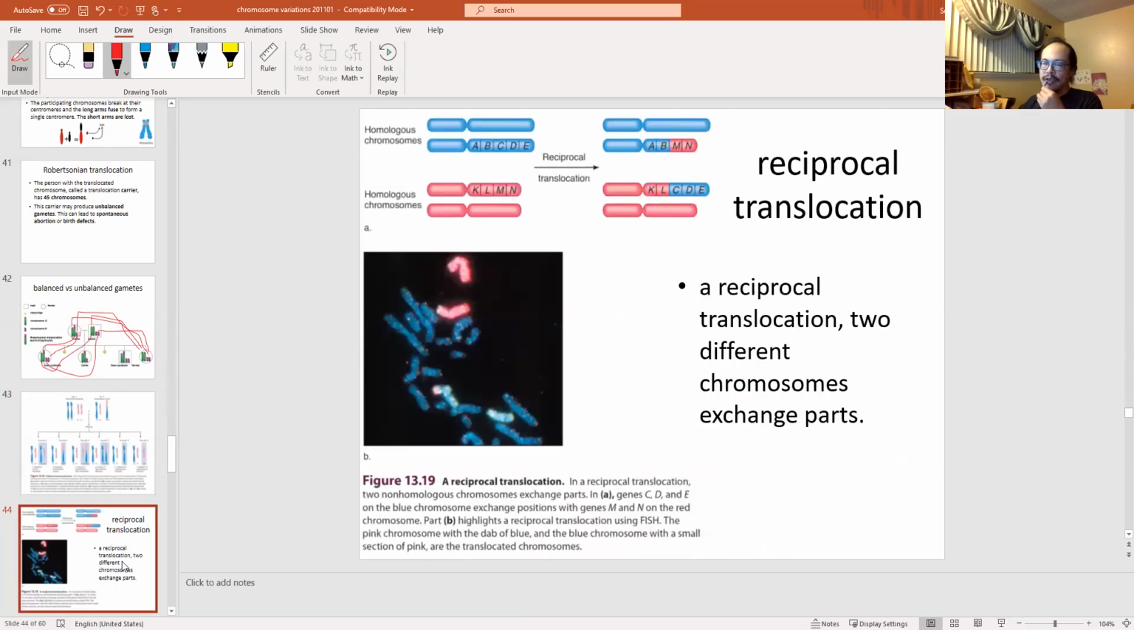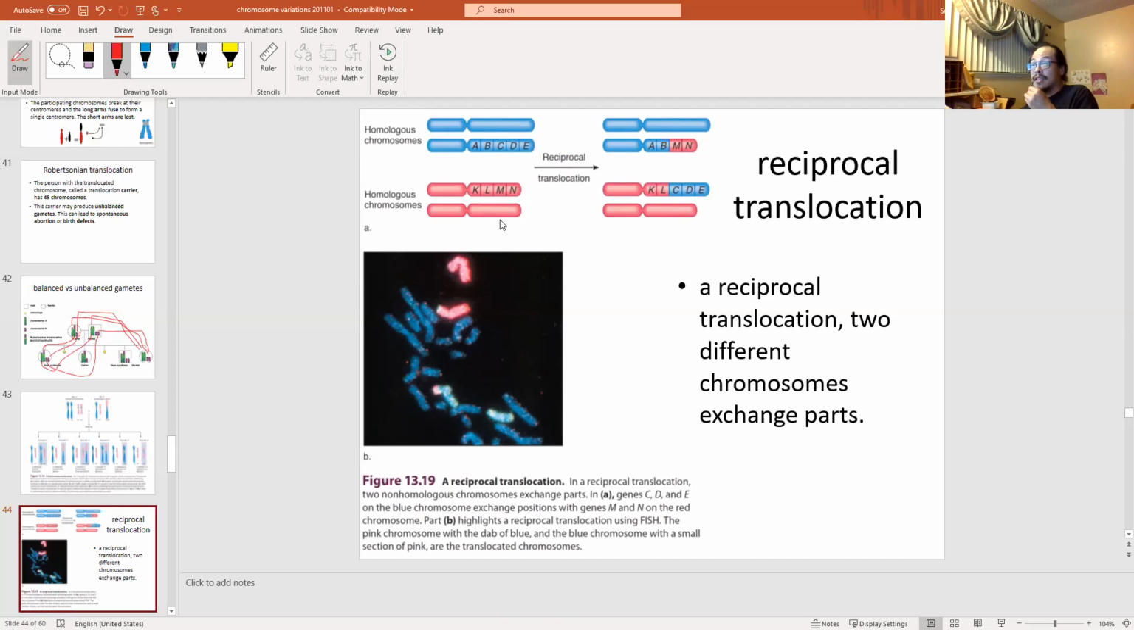Now the other one is called the reciprocal translocation. With this one, the break does not exist in the centromere, but usually in the middle of the long arm. So for example, these and these got translocated. CDE going here, MN going here. So it's reciprocal translocation.